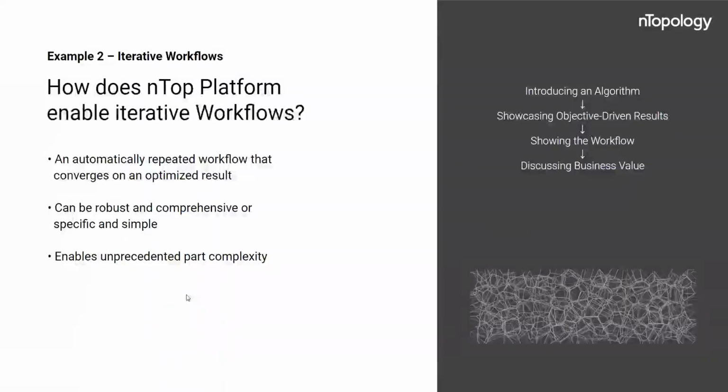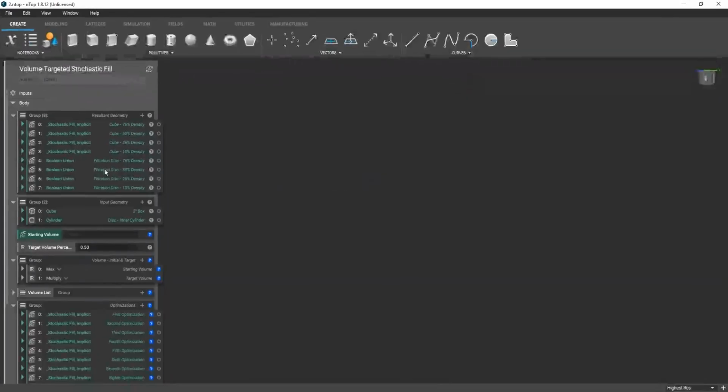On the topic of more complex workflows, one of the ways this can be accomplished is with an iterative workflow. What this means for us is to natively reuse an existing workflow, nest its output back into it as an input. This may sound a little bit intimidating, but the example I'm about to show you should help clear things up. Here we have a much more expansive workflow that is enabled by the configurability of nTop platform.